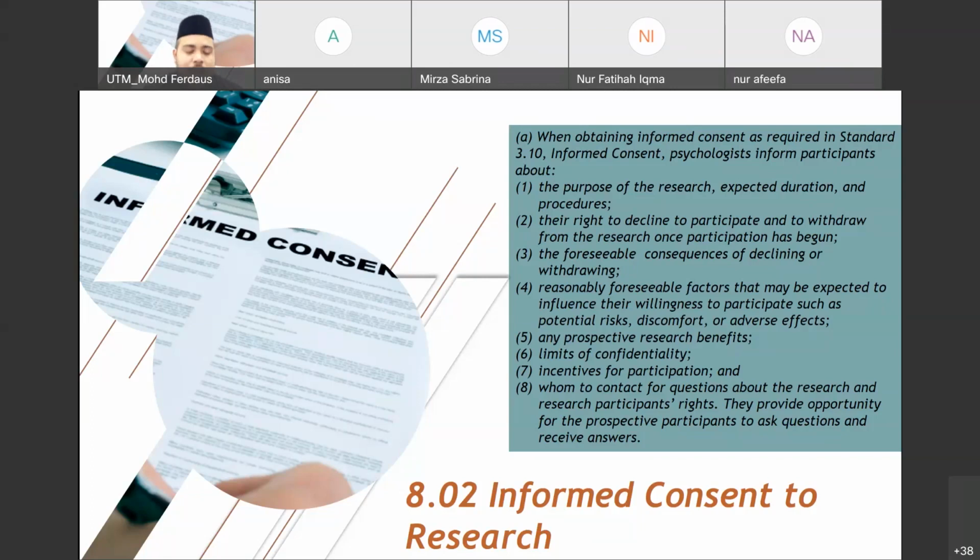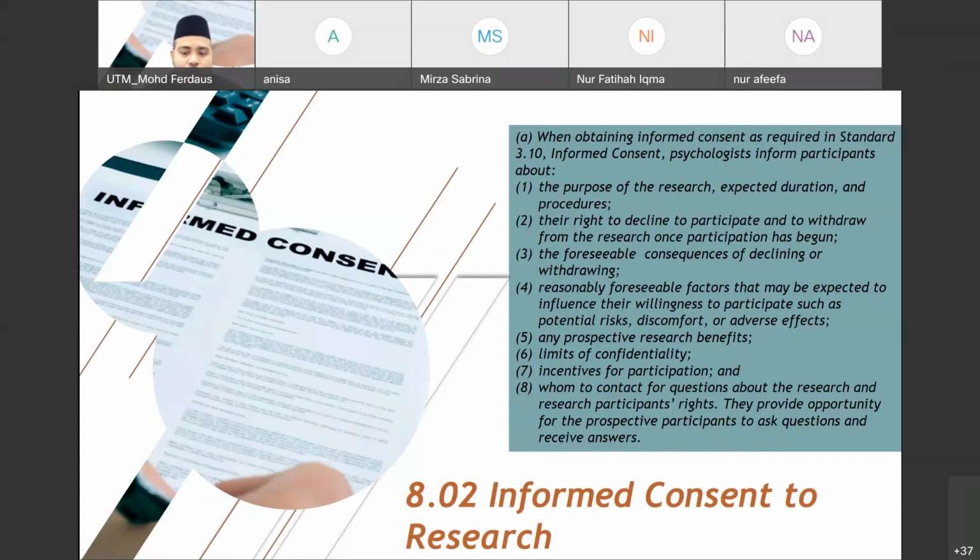Usually our IRB, the consideration of our institutional review board, will also look into that. Okay, whom to contact for questions about the research and research participants' rights. Regarding the same example that I gave, say we do research about suicidal ideation, and suddenly one or two of the respondents demonstrate high levels of tendency. They basically want to commit suicide. If you cannot contact the respondent, who are we going to contact? Who are we going to refer to?